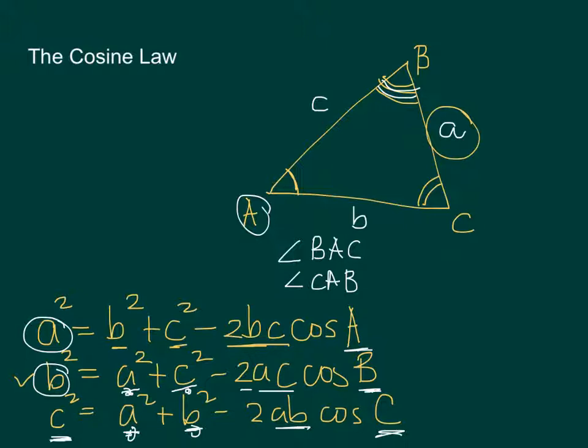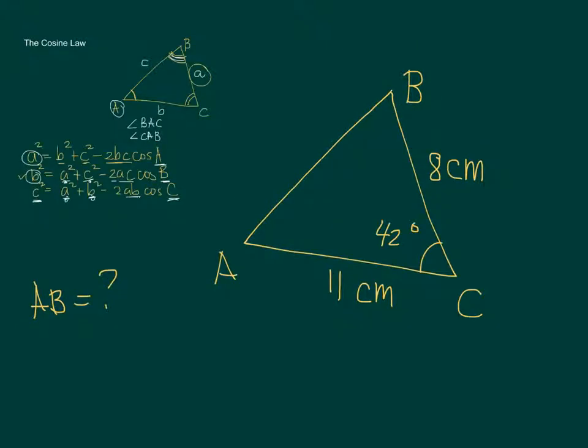Okay, so those are the relationships that you have to take note of so that you can easily remember the three equations of the cosine law. So we're done with the equations. Let's go through an example on how we can use the equations. Okay, let's take a look at an example.